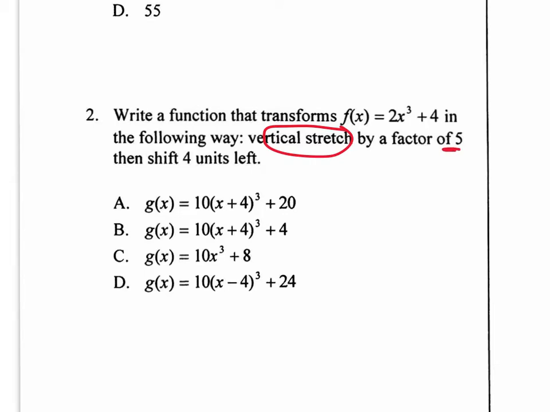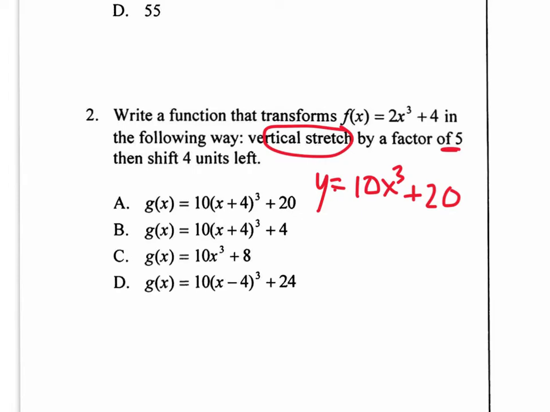So if you take the f of x function and multiply the whole thing, I'm just going to write it as y right now. What will I have if I multiply everything by 5? That's going to be a 10x to the third and then a plus 20. And that's a vertical stretch by a factor of 5. And then it shifts 4 units to the left.